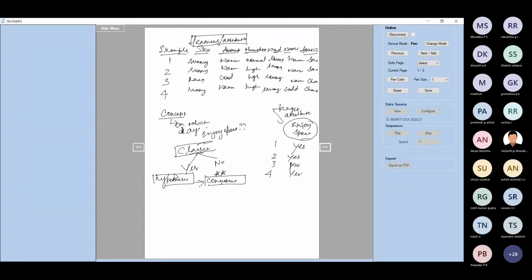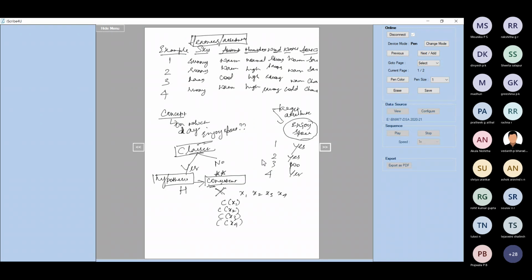Now, to generate such a hypothesis, we say a hypothesis H is consistent with all the training examples. So I have X as my training examples: X1, X2, X3, and X4, four training examples. Every training example has a class. There is a class of X1, a class of X2, a class of X3, and a class of X4.